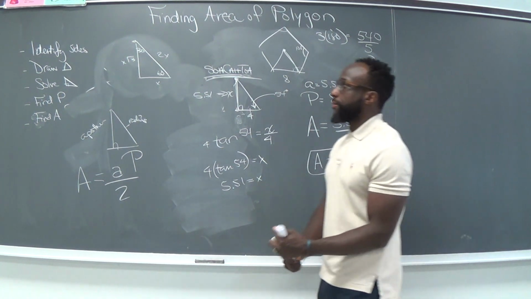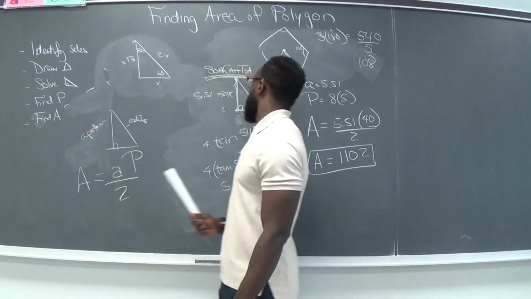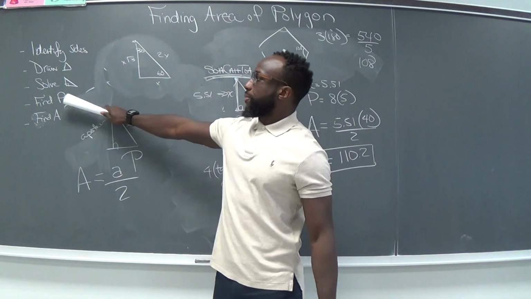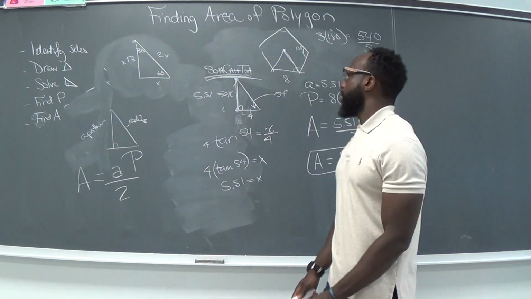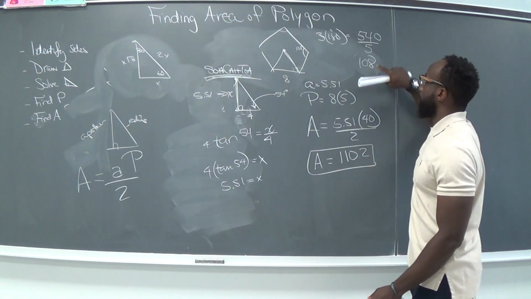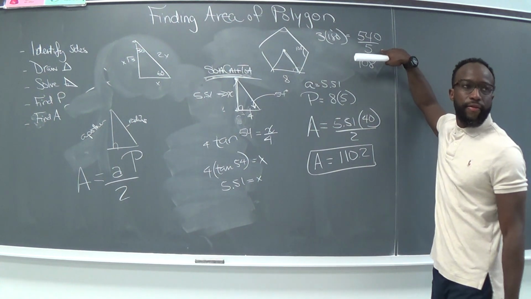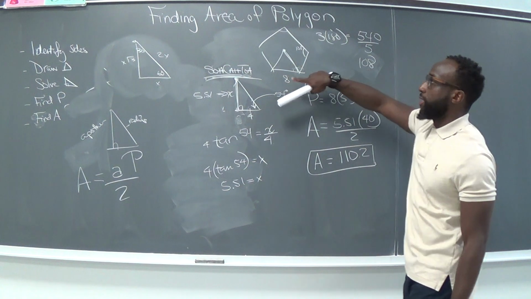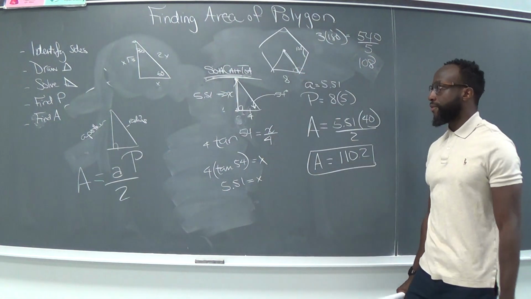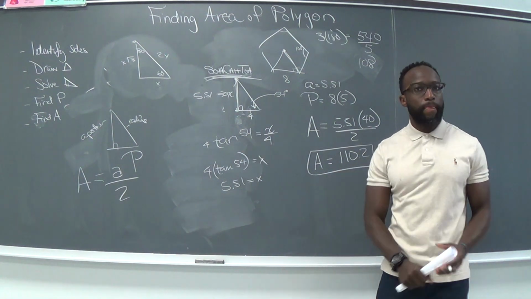So, that's what we did. We identified the sides, we drew a triangle, we solved for the triangle, we found the perimeter, and then we found the area. Alright? The most important thing, I think the newest concept, would be to go all the way back to first semester to find the measure of each angle. And then when you draw your triangle, you break that angle in half, and you got your right triangle. Okay?